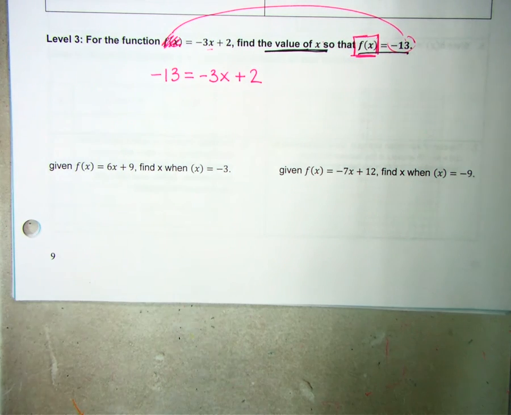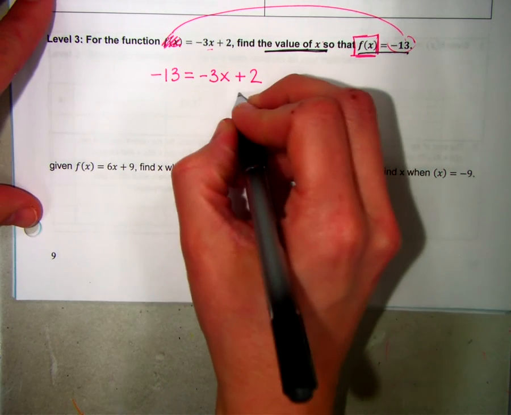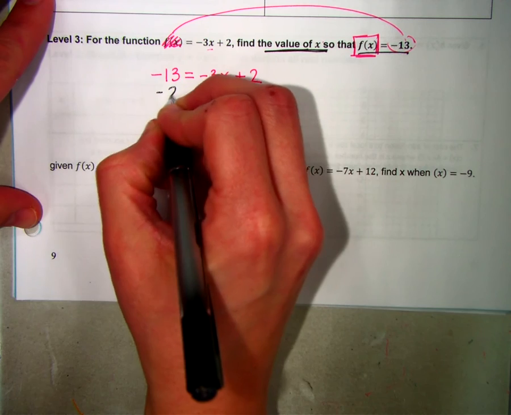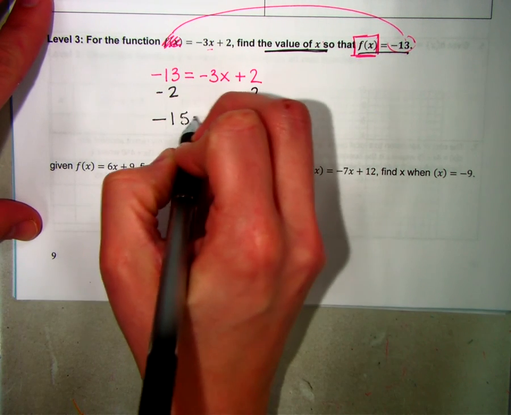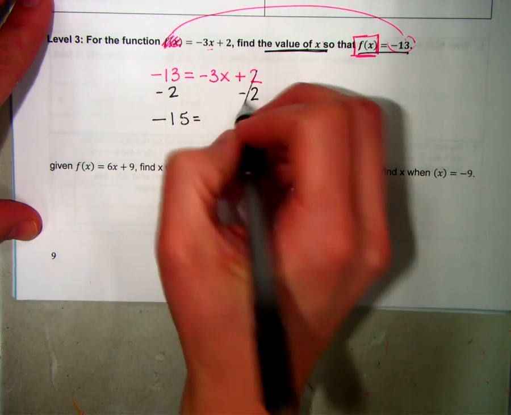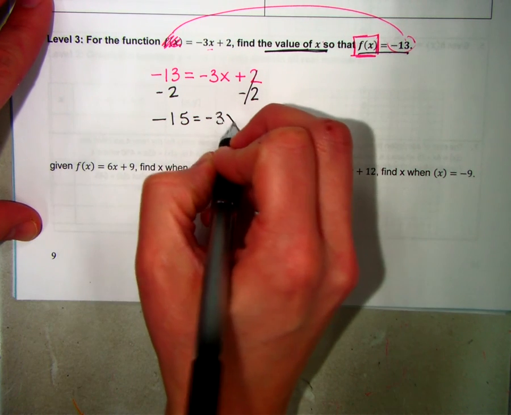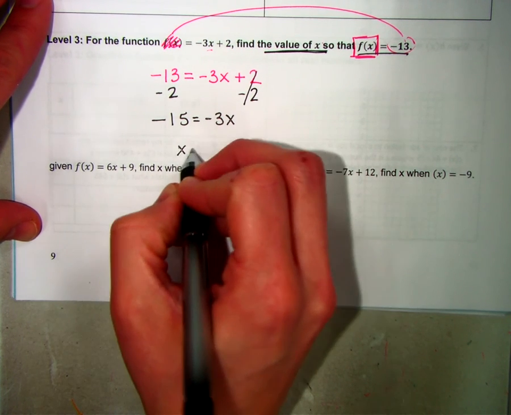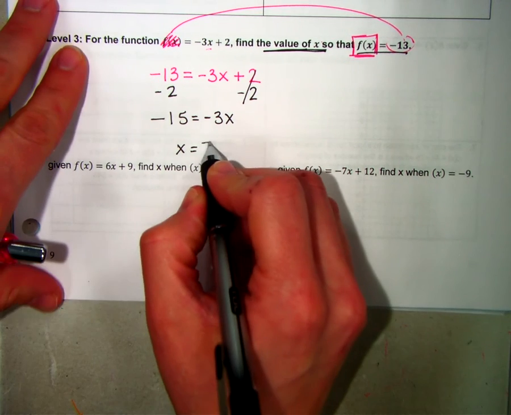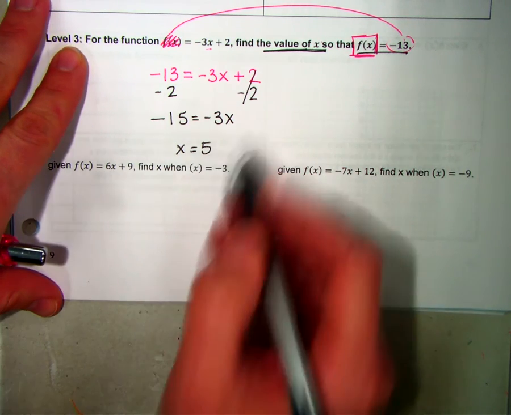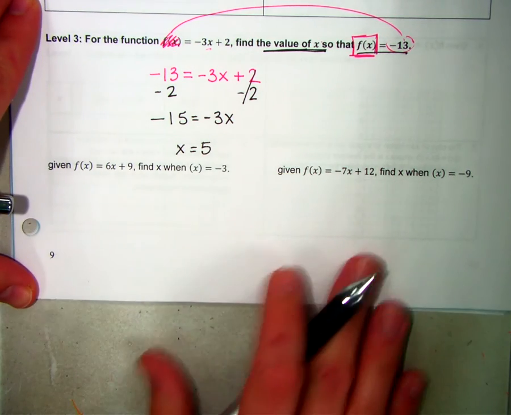Do we have to do minus 2 and all that? Yes. We're going to do minus 2 to both sides. So this is going to be negative 15. Then we just divide. So x equals 5. So it's not as bad as you thought, right? It's just like the old stuff pretty much.